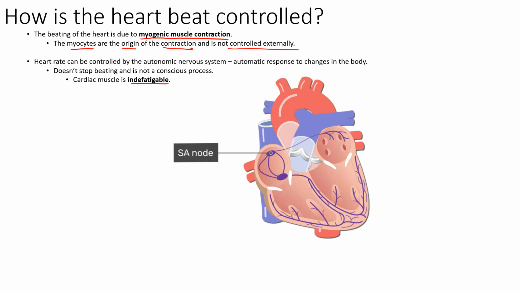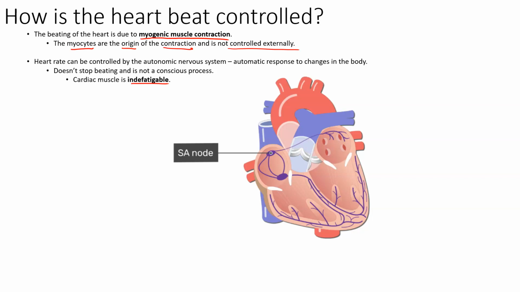Now, the heart rate can be, and we're going to go through this in a minute, externally moderated. We can speed up or slow down our heart rate unconsciously based on hormone responses or nerve impulses from the brain. We're going to get into what the stimuli might be in order to bring about that response.